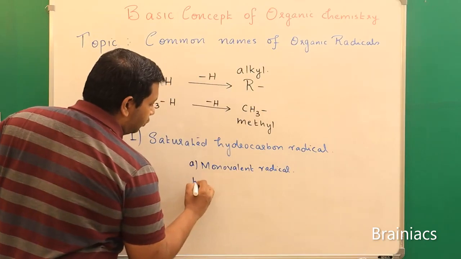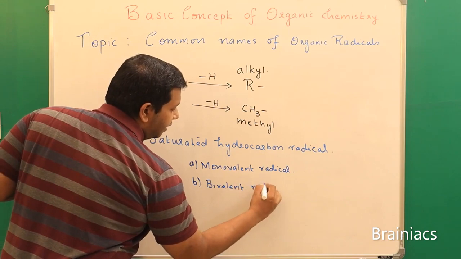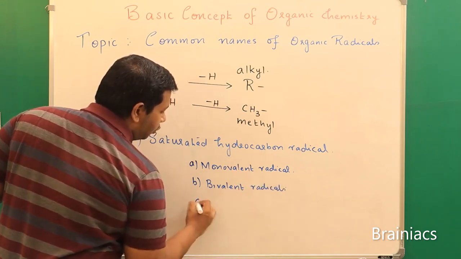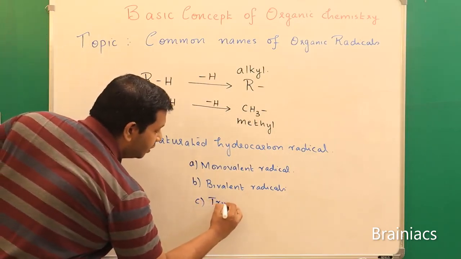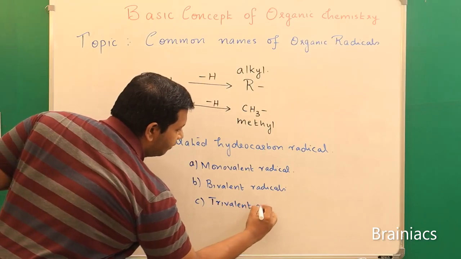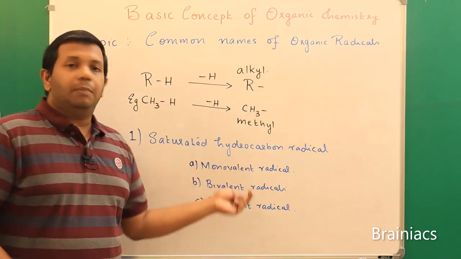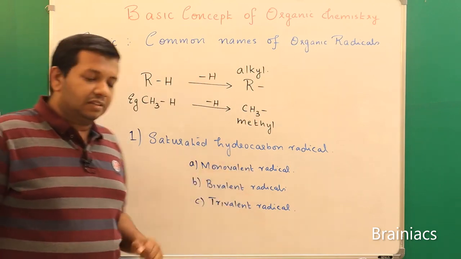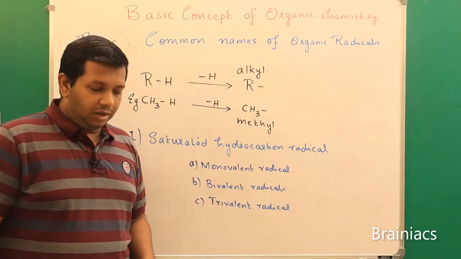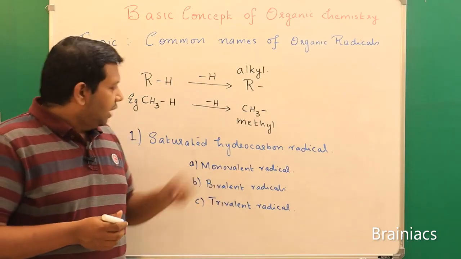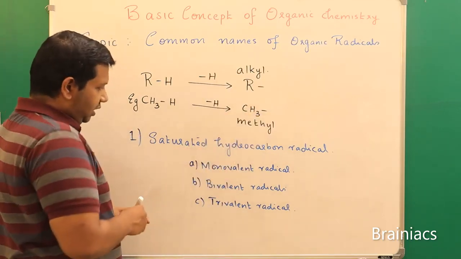It can be classified also into bivalent radicals, and it can also be a trivalent radical. So we will try to see the examples of monovalent radical, then the examples of a bivalent radical, then trivalent radical. Now one example for monovalent radical is this CH3.